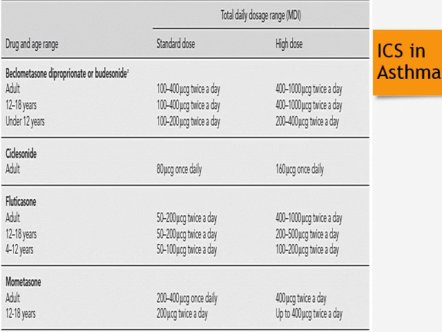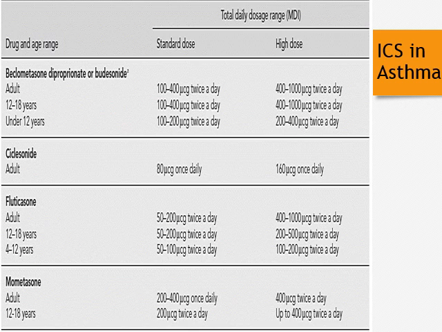Fluticasone can be given to adults. Its standard dose is 50 to 200 microgram twice a day and its highest dose is 400 to 1000 microgram twice a day. For the age group of 12 to 18 years, the standard dose is 50 to 200 microgram twice a day and the highest dose is 200 to 500 microgram twice a day. For the age group of 4 to 12 years, the standard dose is 50 to 100 microgram twice a day and the highest dose is 100 to 200 microgram twice a day.